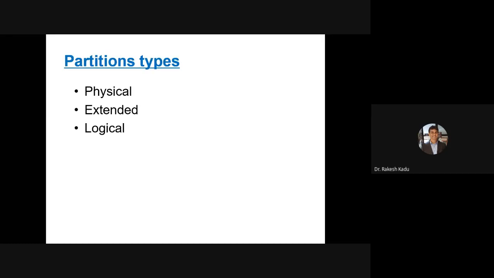The Linux operating system offers a facility that you can convert a primary partition into an extended partition. We can create a primary partition, convert it into an extended partition, and then within that extended partition we can create logical partitions. We can create as many logical partitions as we need within that storage, and each is a separate disk or separate partition.